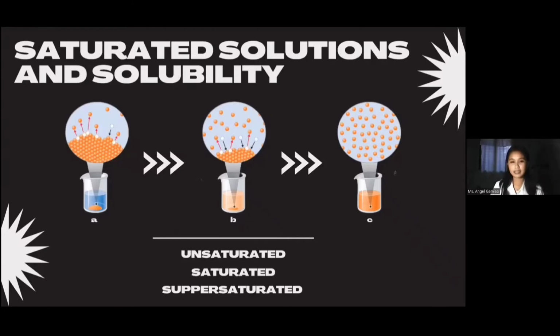In figure C, a supersaturated solution can usually be formed from a saturated solution by filtering off the excess solute and lowering the temperature. When a seed crystal of solute is added to a supersaturated solution, solute particles leave solution and form a crystalline precipitate.